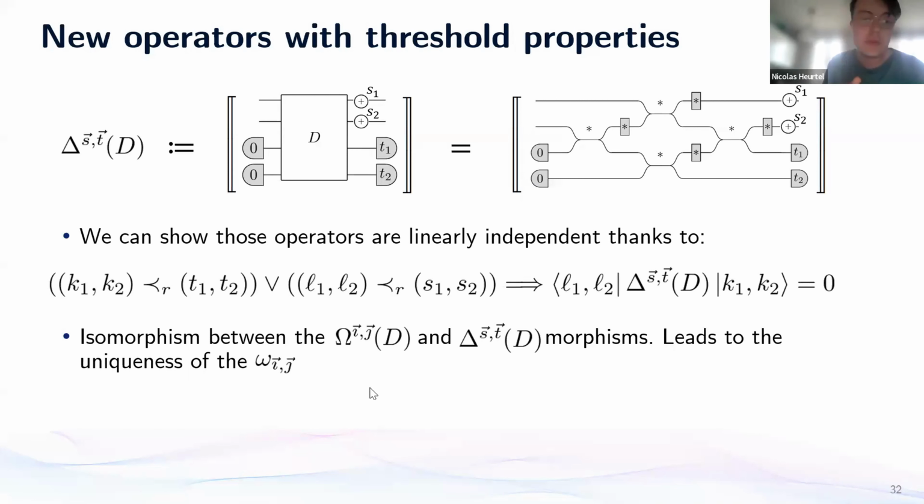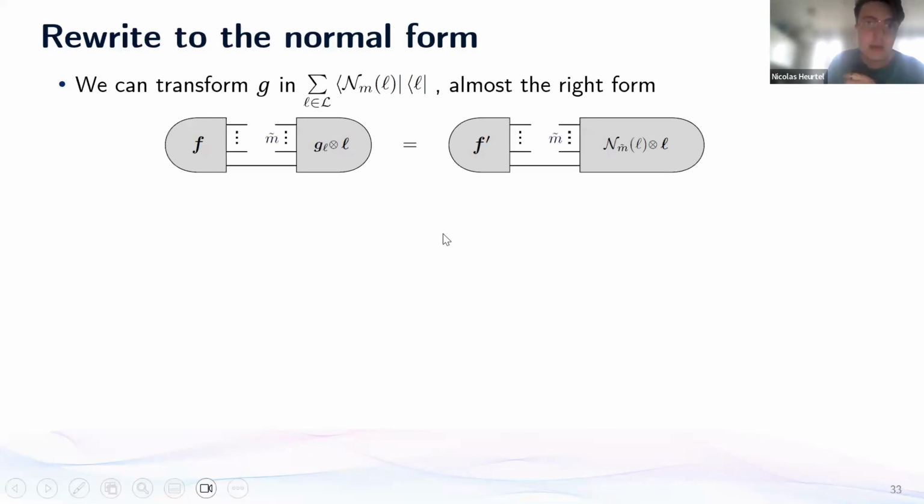So yes, the omega are unique. We know that tilde F and tilde G are unique, but then I just need to explain a bit how to write to it. Just briefly, we can introduce, for instance, a rule like that, saying that I will transform G into that kind of form.